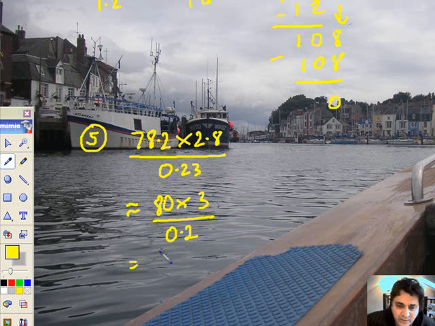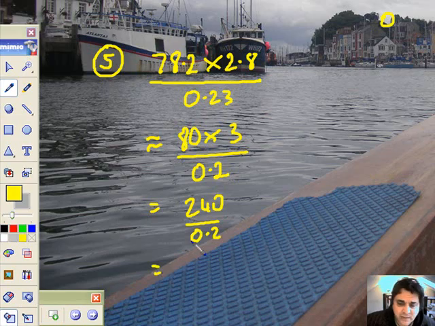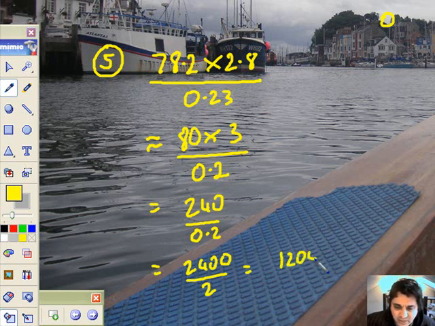Now we can happily go ahead and do that. That's going to be 240 divided by 0.2. We have a decimal there, that doesn't matter. If we multiply by 10, gives us 2,400 divided by 2, and that's easily done as 1,200. And that's a good estimate really for that one.